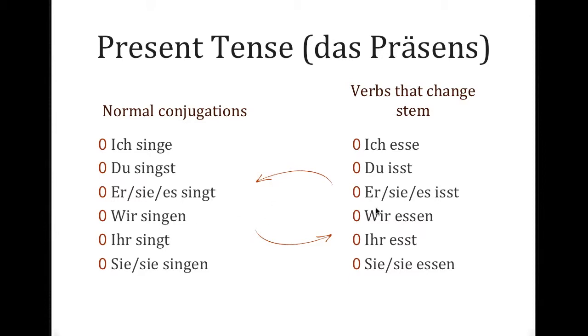And of course, there are also some verbs that change stem. It's really important to remember that, such as essen. So, ich esse, du isst. There's the change in stem. Sie es isst. And then, wir essen, ihr esst, sie essen. Most of the time, these changes in stem just occur during du and sie es. So that is the present tense in a nutshell. Pretty simple. That's one of the first tenses you learn because most of the time you talk in the present.